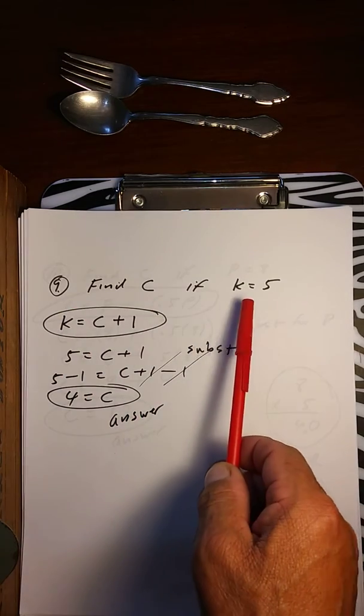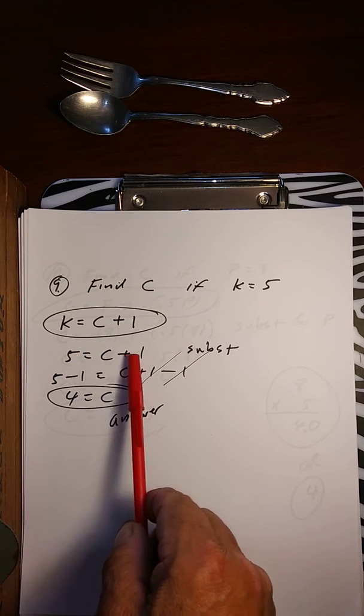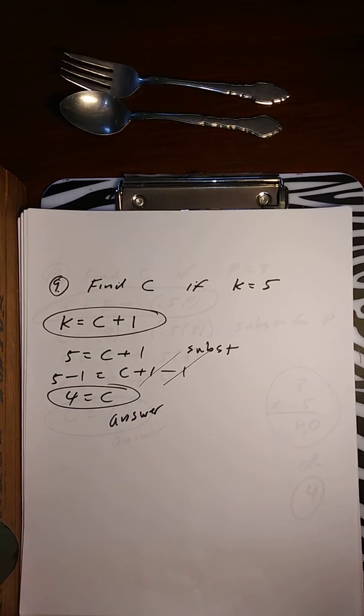Find c if k equals 5 in this formula. So substitute 5 in there. 5 equals c plus that. Minus 1, so these are gone. So 4 equals c.